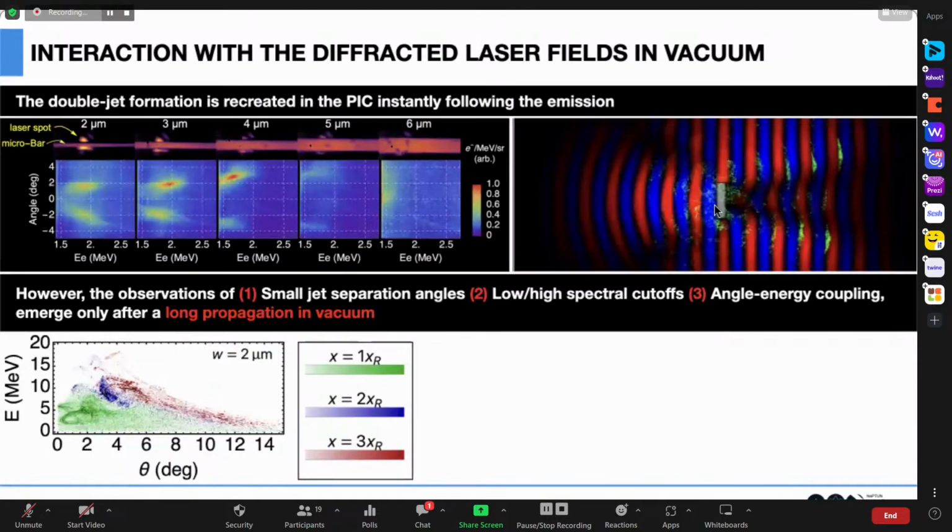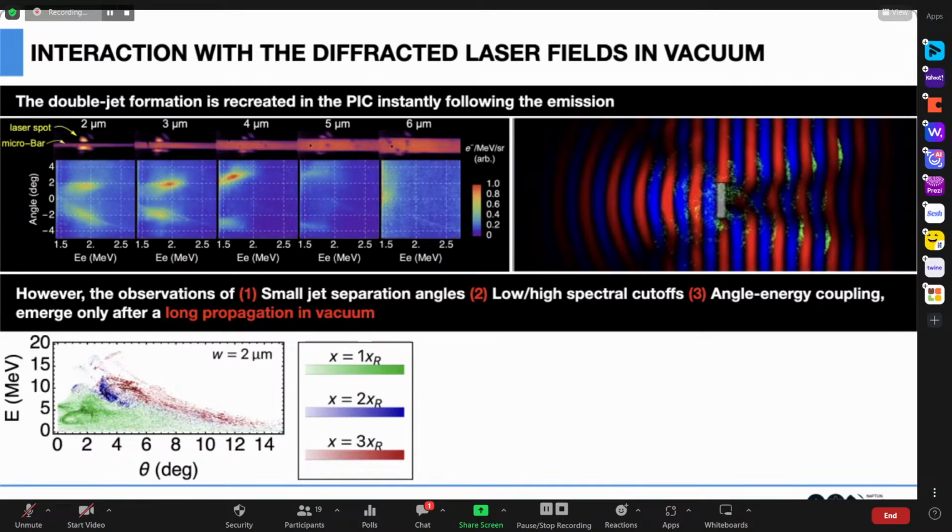So if we look again at the summary of what we know now, we see that the emission indeed happens every half optical cycle. It will generate two jets with an opening angle, but the opening angle here is actually not that small. In the experiment, we're measuring angles of something like 2 or 3 degrees. The emission angles here, if we just stop the simulation and measure them, are much larger.